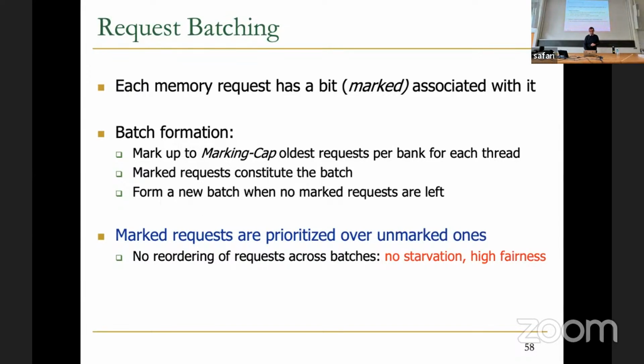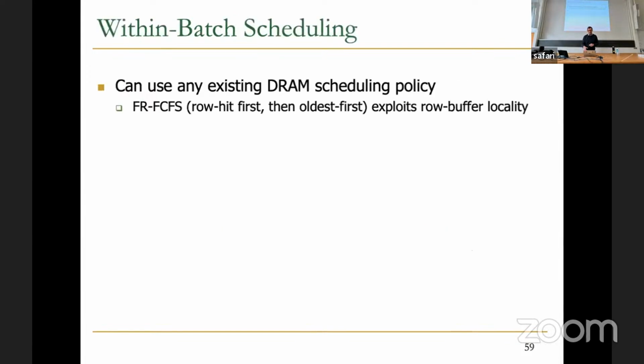And batching is accomplished as a prioritization order. If there is a marked request to a particular bank, that marked request is prioritized over unmarked ones. There's no reordering of requests across batches, which means there's no starvation and high fairness. Then the question becomes, how do you prioritize requests within a batch, meaning within marked requests? This is where things get more interesting.